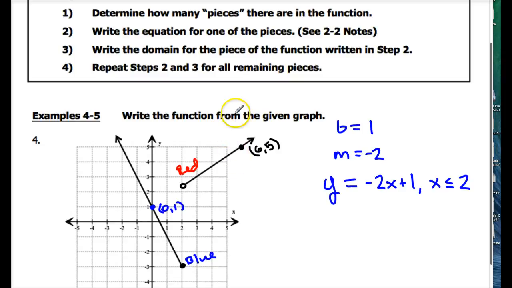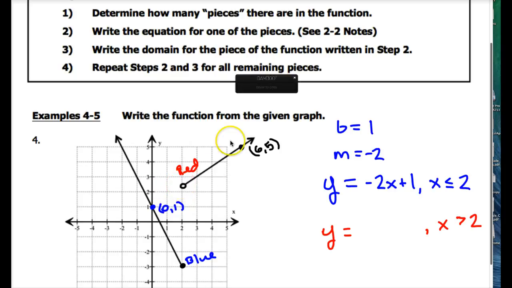For this line, this hollow point right here tells me what the domain is going to be. I see it starts at 2, and it's a hollow dot, and it's going to the right. So I know the domain is x is greater than 2, with no equal to underneath. It doesn't really tell me what this point is. I can't really say that's 2 or 2.5.